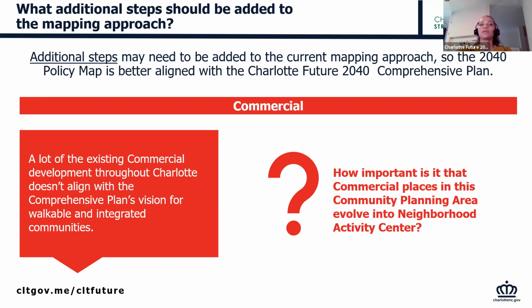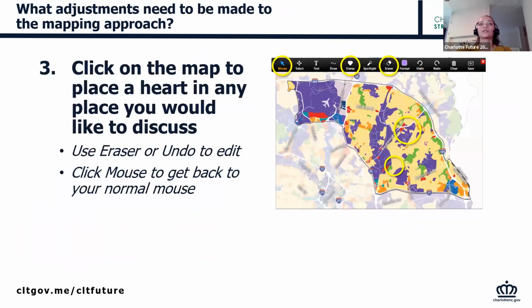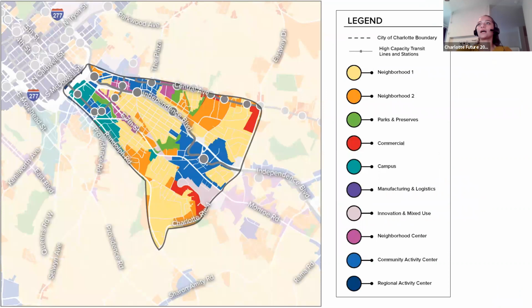So it sounds like maybe we should then move to the actual map itself and maybe just talk about any concerns that you may have. You should be able to see the draft of the 2040 policy map on your screen. So are there any specific areas that you'd like to cover or specific questions that you may have at this point?